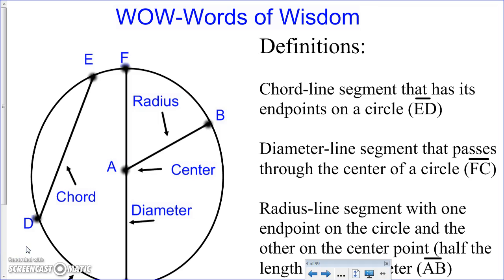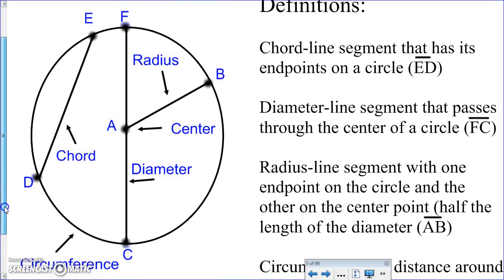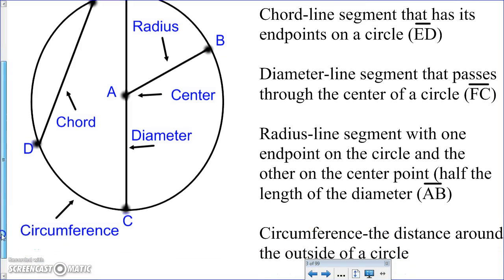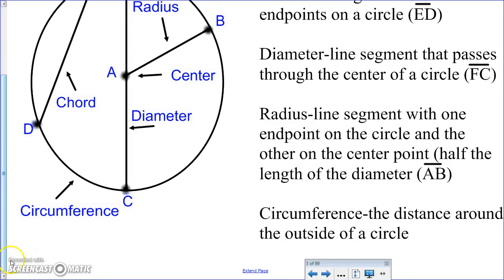The definitions you need to know for a part of a circle are as follows. The chord. It is a line segment that has its endpoints on a circle, shown by ED in the picture to your left. The diameter is a line segment or chord that passes through the center of the circle, shown with line segment FC. The radius is a line segment with one endpoint on the circle and the other on the center point. It is half the length of the diameter, and it's shown by AB. You can also see it as AF or AC. The circumference is the distance around the outside of a circle.